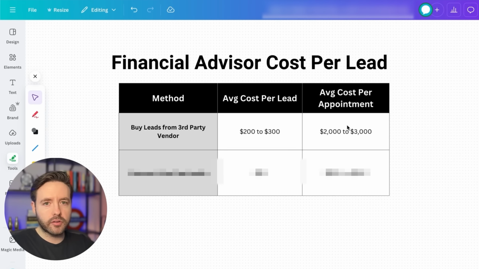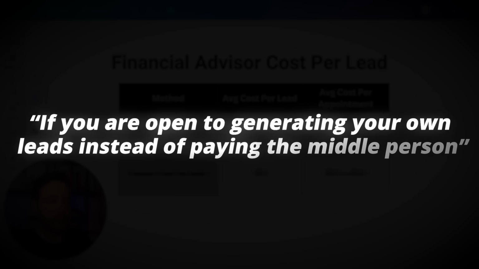Now, there's pros and cons of everything. So there are some pros of buying leads, and that would be that it's very easy. You just place an order and then leads are typically delivered to your inbox in real time. So it's super easy. There's no setup or anything else that you usually have to go through. So it's not necessarily a bad thing. It's just that there may be better alternative options for you if you are open to generating your own leads instead of paying the middle person.